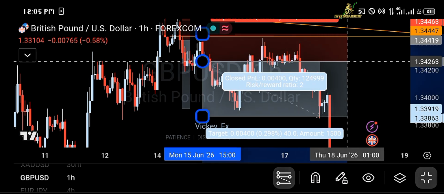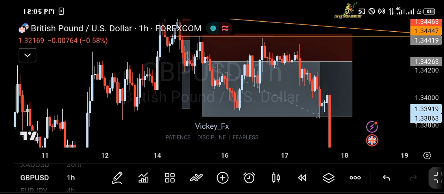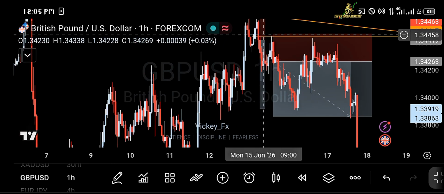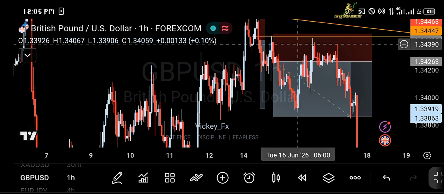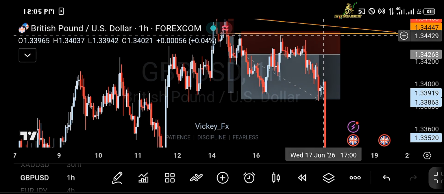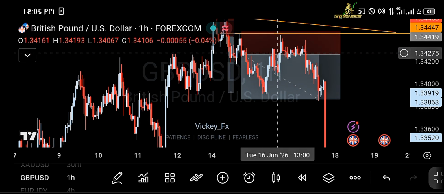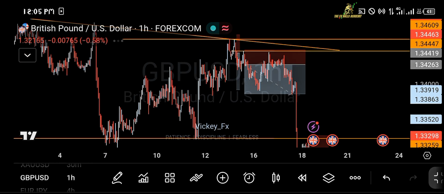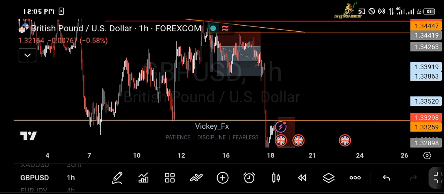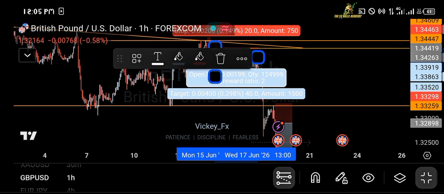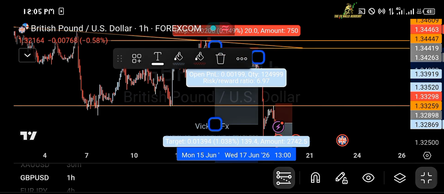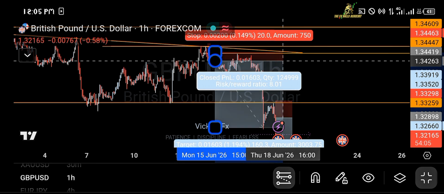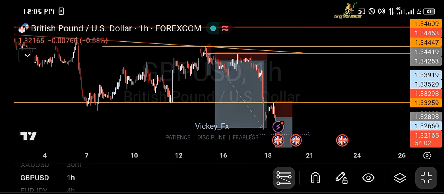After the break even, price sold again. It didn't take us out on stop loss. Our stop loss was above this resistance. Price just went there and tapped the resistance again, but I didn't take it. Price sold again to our take profit, and as you can see, price dropped up to like 160 pips on this trade.